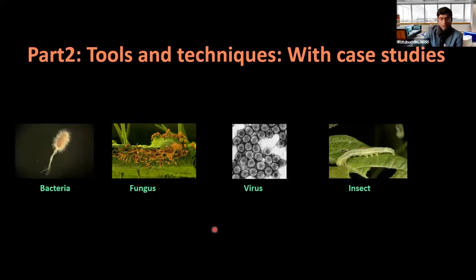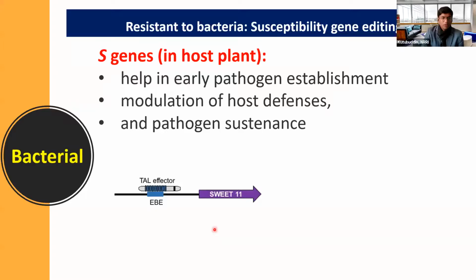So now, coming to the second part of my presentation, I will briefly give you a few case studies because time is short. As I told you already, this example of the SWEET gene. The SWEET gene is present in the rice plant, but it helps bacteria to infect. So this kind of gene is called a susceptibility gene, because this gene helps in early pathogen establishment, and it can also negatively modulate the host defense. Now, as I told you, if we could disrupt the EBE with genome editing, then the TAL effector would not be able to bind to the EBE sequence. So the plant would be resistant to that bacteria.